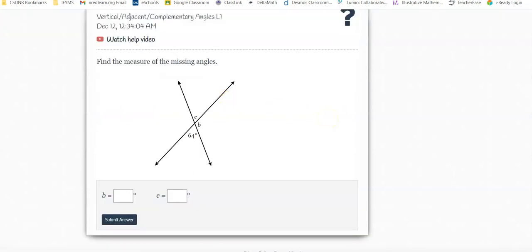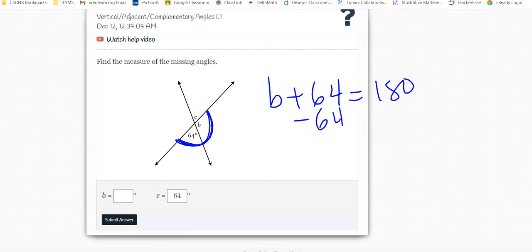Again, I identify the relationships, starting with the congruent ones first is easiest. Vertical angles are equal, so angle C would be 64 degrees. Angle B and the given angle are a linear pair, so that means they add up to 180. So B is 116.